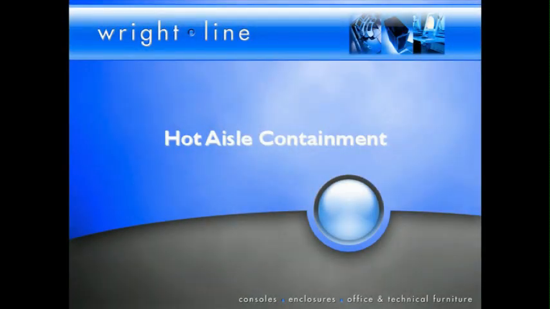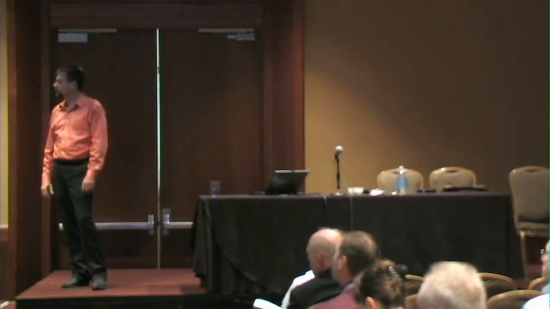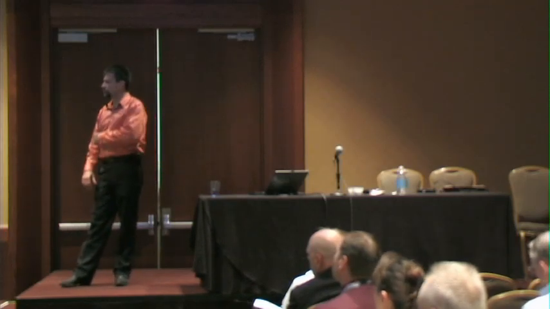Some hot aisle containment. Some of the benefits of hot aisle. Obviously, the same concept exists for partial or total containment. Same types of benefits exist. Try to keep that hot aisle from really blowing out into the main aisles and then wrapping around to the cold aisle, as well as a total containment, which incorporates a ceiling structure.